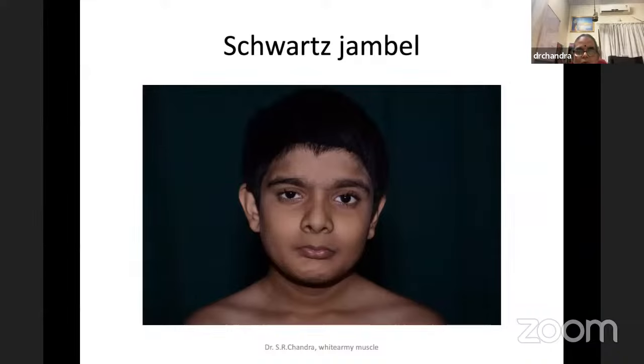This is another myotonia with a peculiar chin, an indrawn chin. And they have epiphyseal abnormality, curled hair. This is called Schwartz-Jampel syndrome. They will have involvement of bones and muscles with myotonia. This is Schwartz-Jampel syndrome.